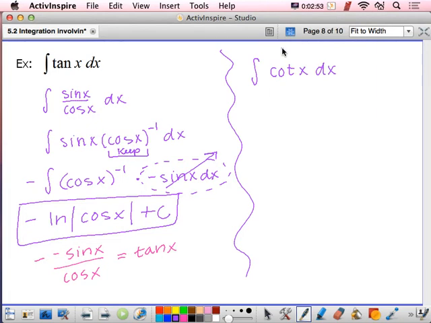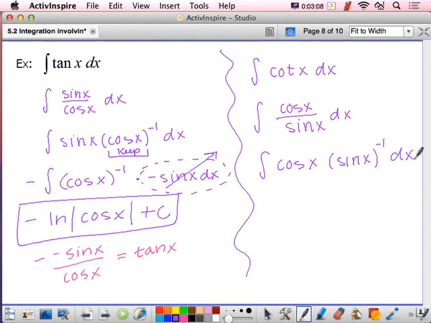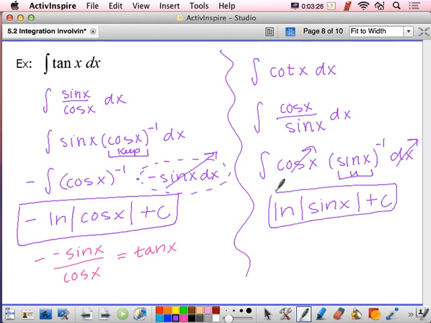Okay. What'd you guys write this one as? Cosine over sine. Bring the sine to the top. So what's the derivative of the inside of this? Cosine x dx. What a coincidence. Look at that. That's what I have. So that means that this integrates to the natural log of the absolute value of sine x plus c. So you don't really have to memorize tangent and cotangent. You can use your quotient identities to figure those out if you ever need to.